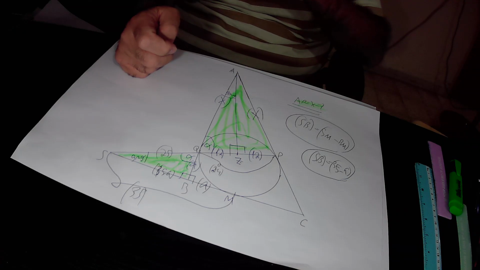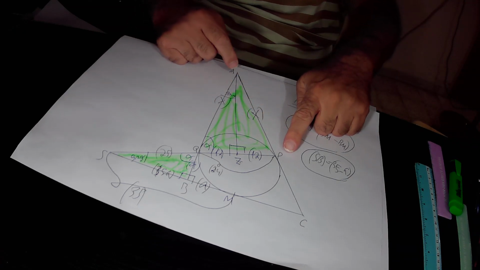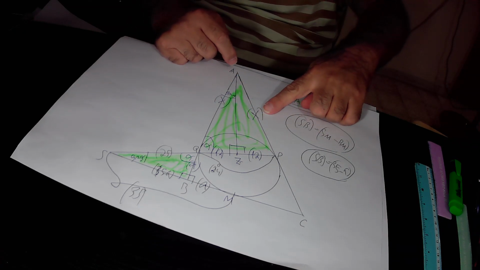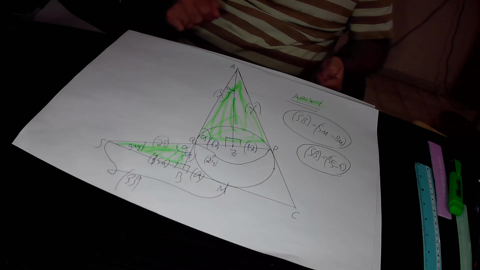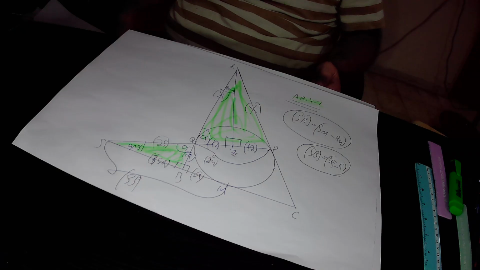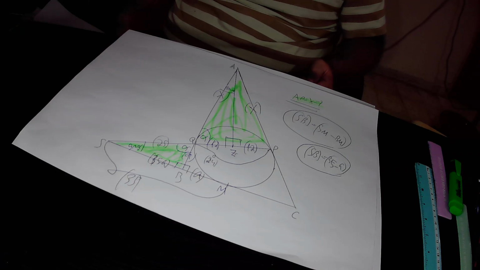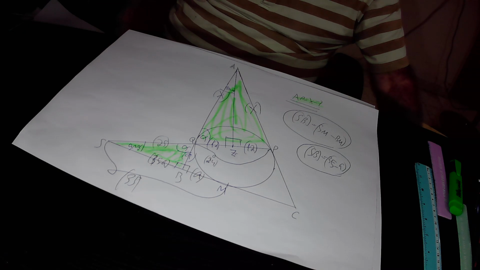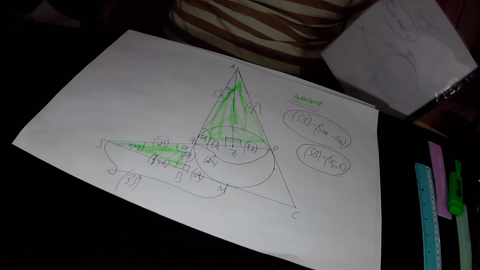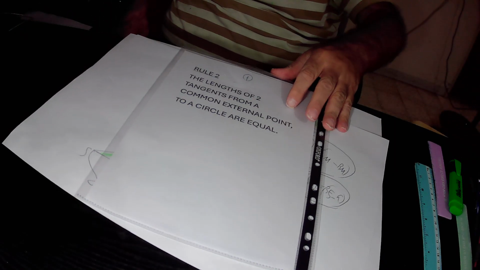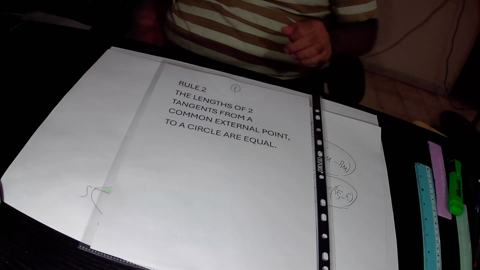Again, our task is to find the length of line segment AP, which is x. We have to find the value of x. First of all, we implement rule 2 in our drawing. Let me quickly repeat rule 2. According to rule 2, the lengths of two tangents from a common external point to a circle are equal.